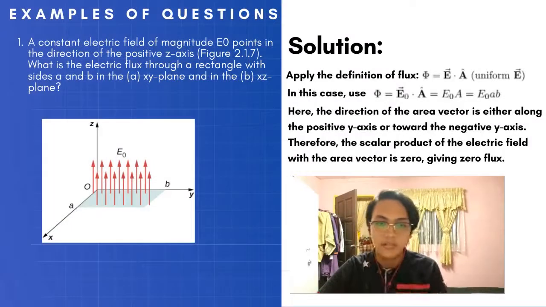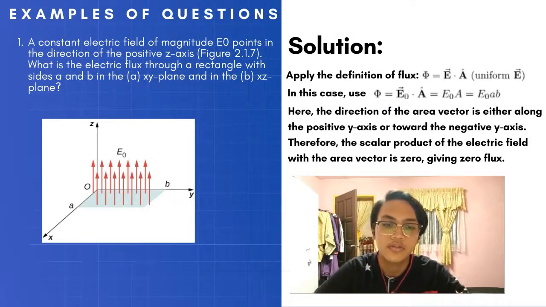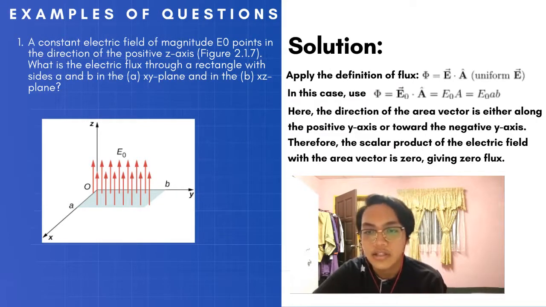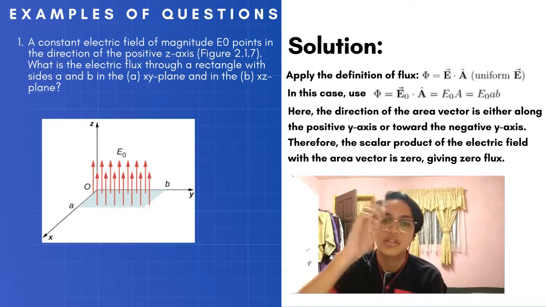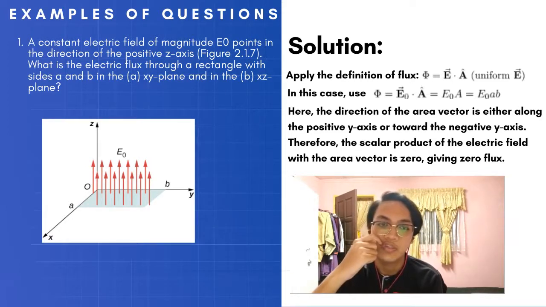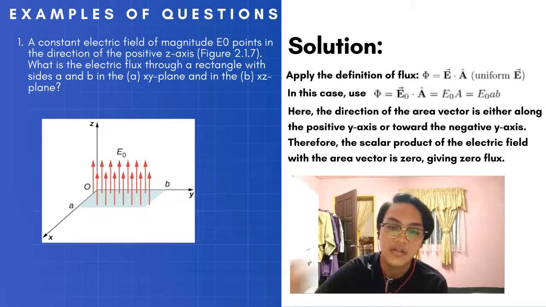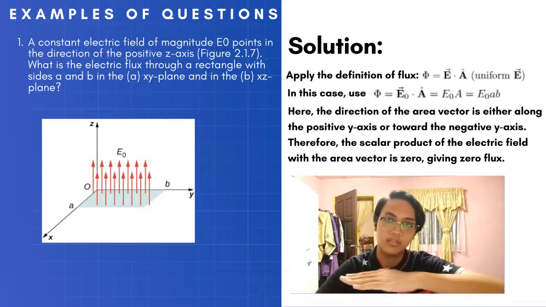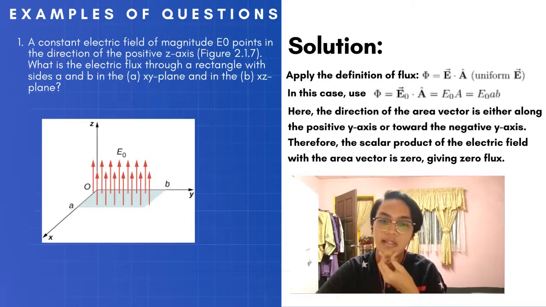Alright, so I'll be explaining a couple of examples regarding electric flux. For the first example, a constant electric field of magnitude E node points in the direction of the positive z-axis, which is upwards. You can see that in figure 2.1.7. What is the electric flux through a rectangle with sides A and B in the xy plane, which is the bottom plane, and the xz plane, which is the left plane for me right now?